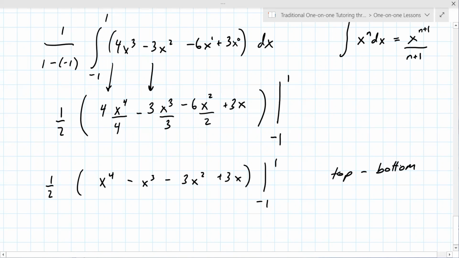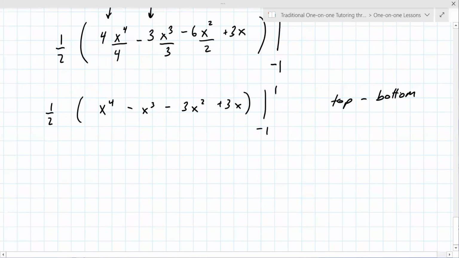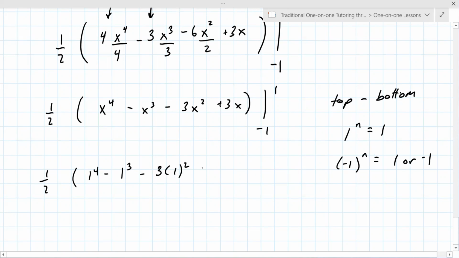Okay, so you put the top number in first, and you want to get comfortable with the idea that 1 to the n is always 1, and -1 to the n is 1 or -1 depending on sign. So like you're putting in 1, like I will do this for you, but as a student, I would rather you evaluate it as you go. Okay, minus, and then the bottom.